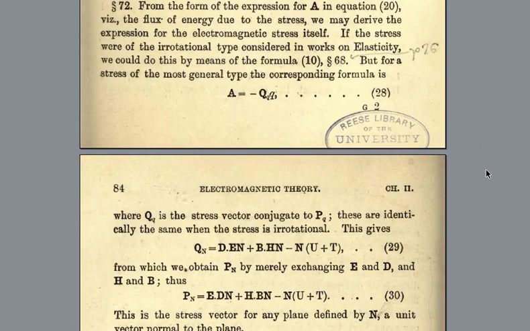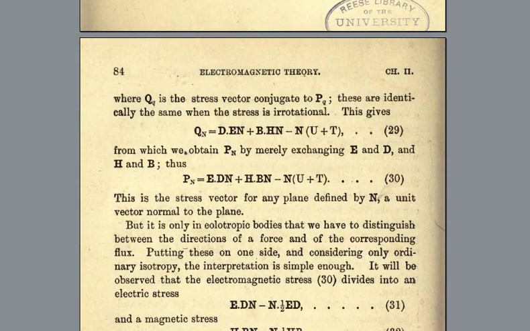That is equation 28. Here Q sub P is the stress vector conjugate to P. These are identically the same when the stress is irrotational. This gives Q sub N equals DEN plus BHN minus N multiplied by (U plus T). That is equation 29, from which we obtain P sub N by merely exchanging E and D and H and B. Thus, P sub N equals EDN plus HBN minus N multiplied by (U plus T).